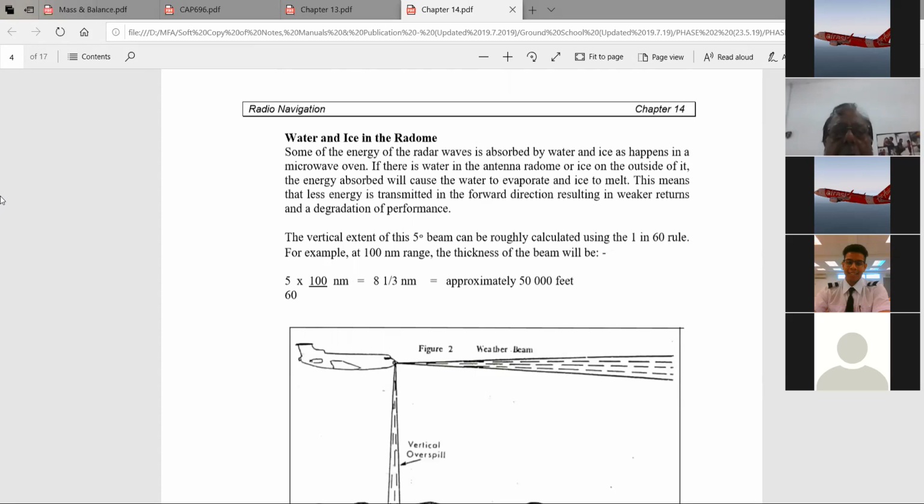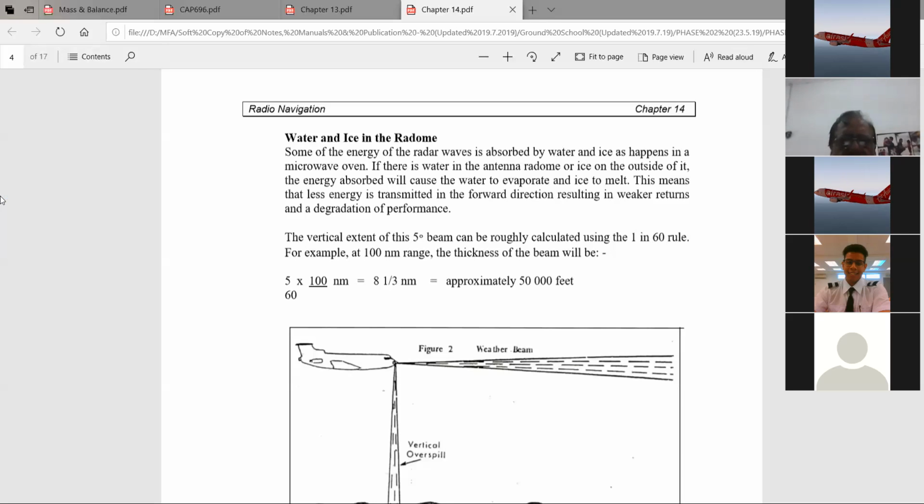Initially, what happens is, okay, this is known as water and ice and the radome. Your so-called antenna in the nose of the aircraft is protected by a thick glass. You are normally operating at say 40,000 feet, 35,000 feet. The temperatures are very, very low. And what happens, ice formation takes place around the dome.